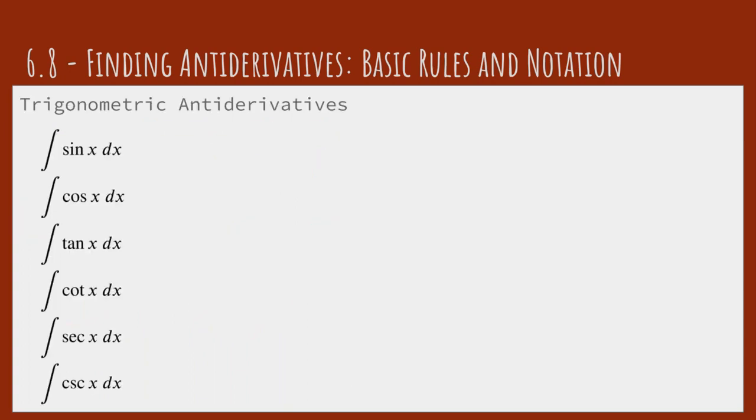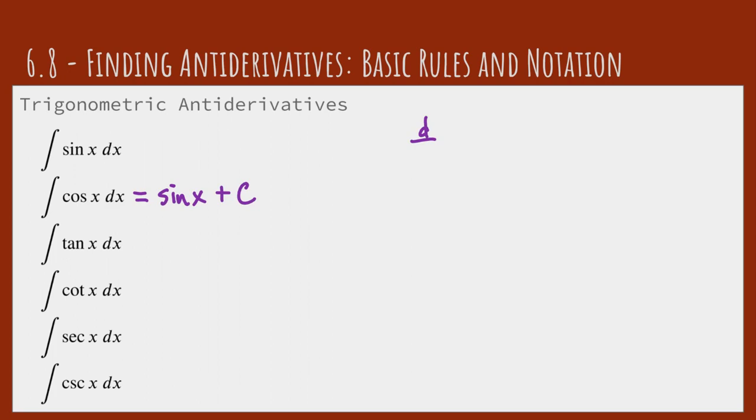If we look at trigonometric antiderivatives, I'm going to start with what is the easiest one on this list, and that's the cosine one, actually, because we know that we take the derivative of sine of x to get cosine of x. So the antiderivative of cosine is sine plus c.